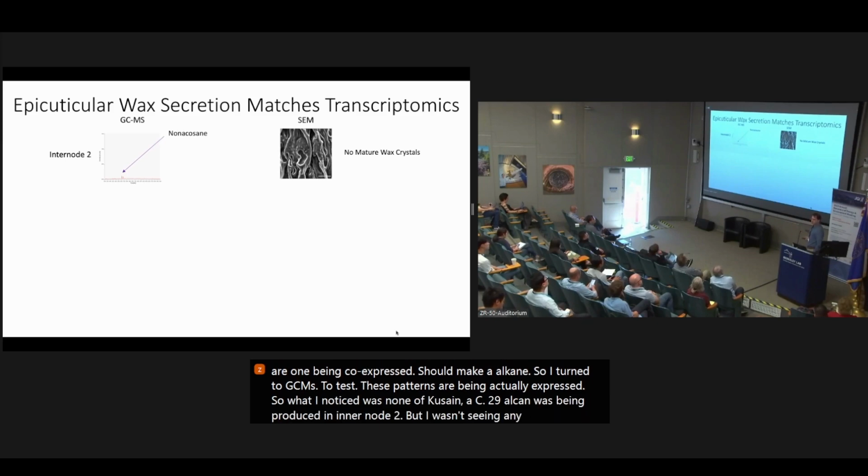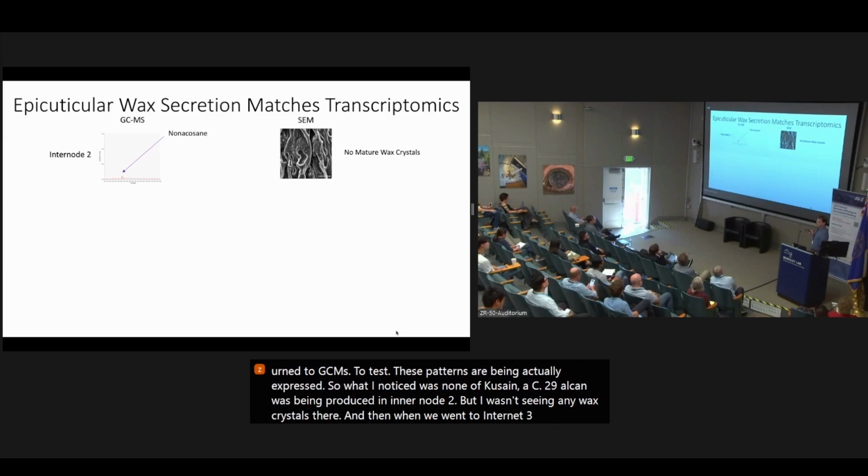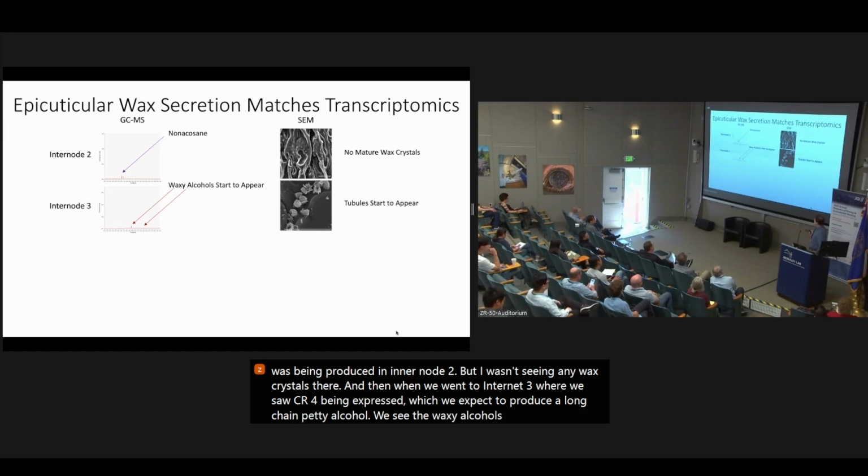What I noticed was nonacosane, a C29 alkane, was being produced in internode 2, but I wasn't seeing any wax crystals there. And then when we went to internode 3, where we saw CER4 being expressed, which we expect to produce a long-chain fatty alcohol, we see the waxy alcohols appear, and that coincided with the tubule formation.